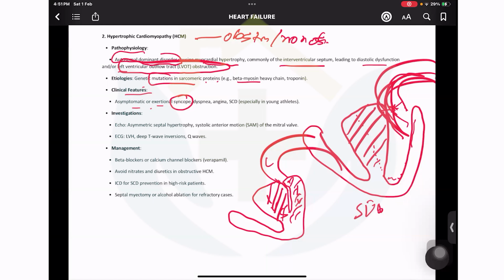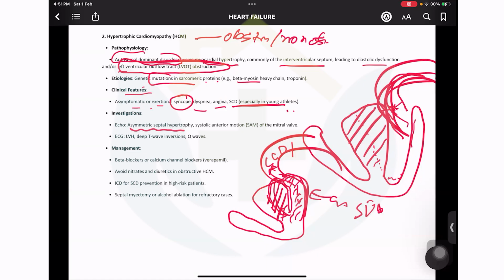So this leads to a sudden cardiac death. Okay, and syncope, of course. Dyspnea, angina. Why angina? Because coronaries originate from the aorta, just beyond the aortic valves. So if the blood is not flowing into the aorta, then these coronaries also remain unfilled. So angina pectoris will happen. And sudden cardiac death is also a real possibility.